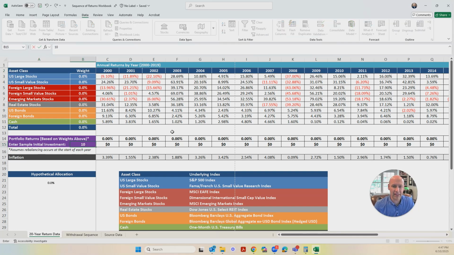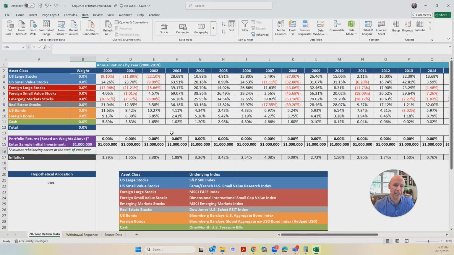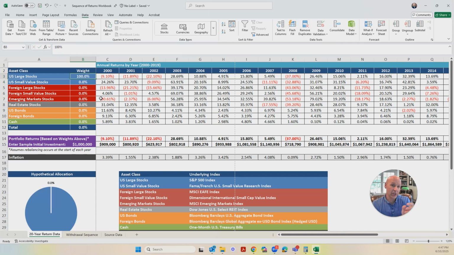So let's look at a couple other things. Let's put a hypothetical portfolio value in here, and we're going to use $1 million. And for starters, let's put 100% in the S&P 500 index, so large company stocks. So right here, you'll see that whatever allocation we build in row 14, we're getting the actual returns of that allocation. Right below that, we're seeing what happened to our hypothetical beginning value. So the negative 9.1 is the same as the negative 9.1. The negative 11.89 is the same as the large company stocks negative 11.89.